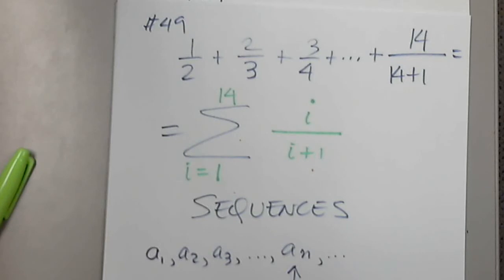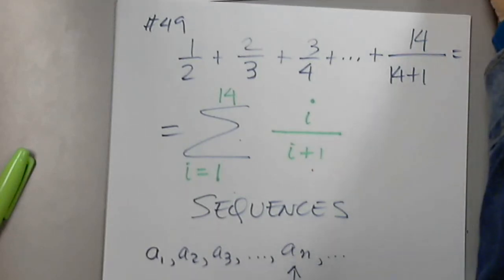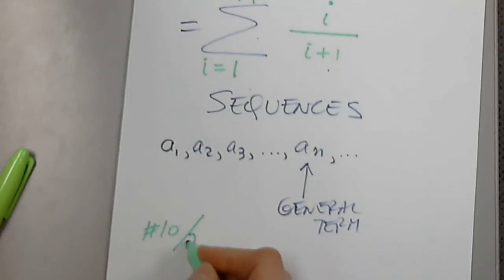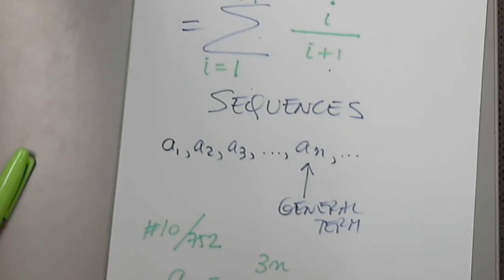So here's our first example. Write the first 4 terms of each sequence whose general term is given. A very simple example. Let's say number 10 on page 752. We are given AN, which is the general term of a sequence, 3 times n everything divided by n plus 5. Write the first 4 terms.